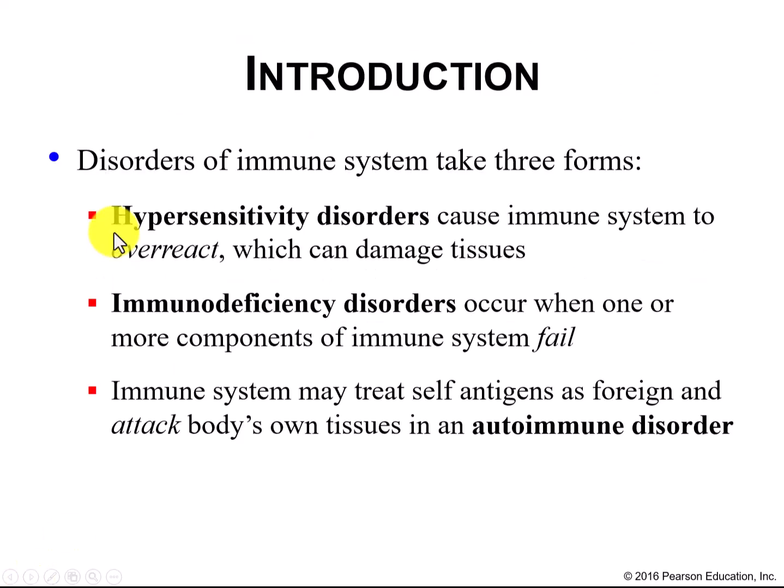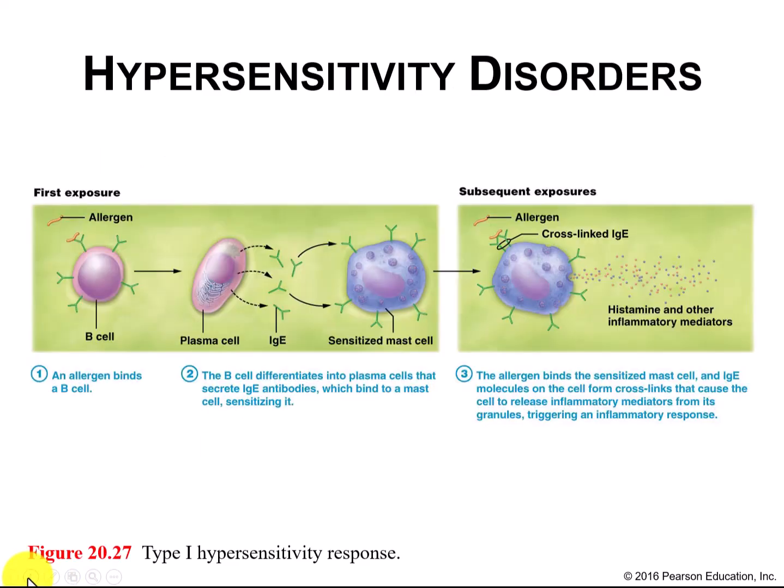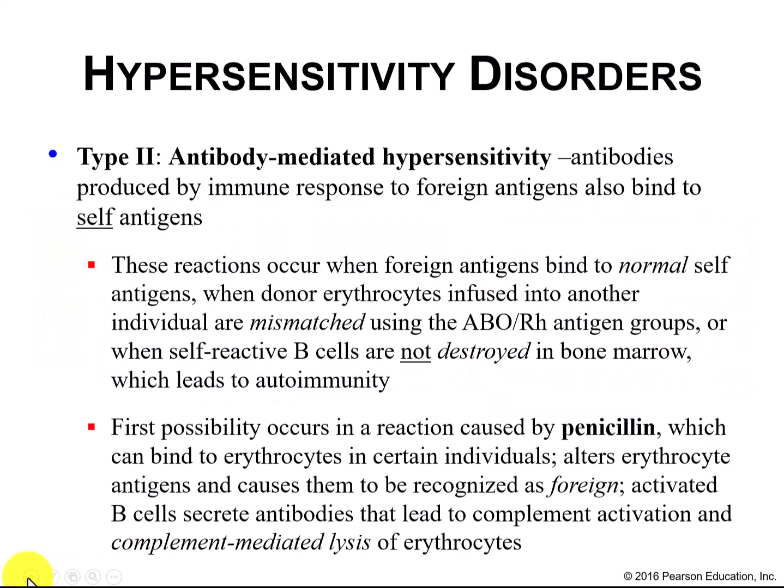Disorders of our immune system: hypersensitivities, immunodeficiencies. Overreaction of the immune system is hypersensitivity, immunodeficiencies are when it fails, and autoimmune is when it attacks self. And so with our hypersensitivity, we're going to have IgE and our mast cells or basophils releasing those inflammatory mediators, in particular histamine. That's our type 1.